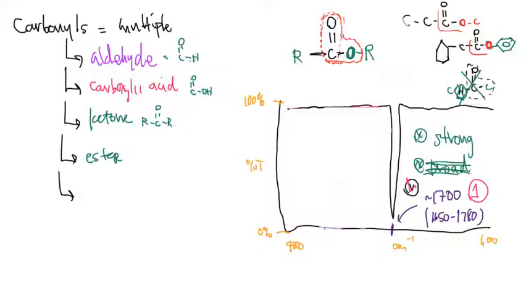So the functional group for an ester, if I wanted to write it over here to the side, is a random alkyl group, C double bond O, with an oxygen and then other kinds of random alkyl groups that happen. So aldehyde, carboxylic acid, ketone, and ester.